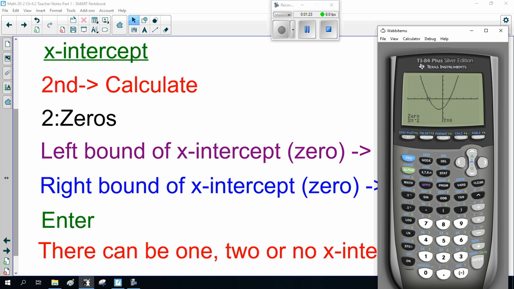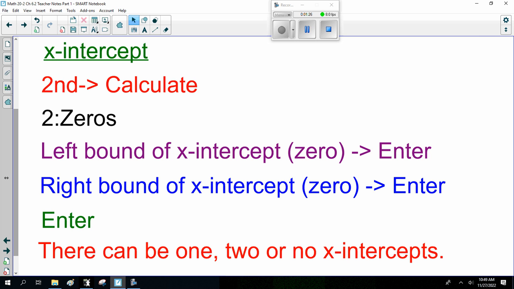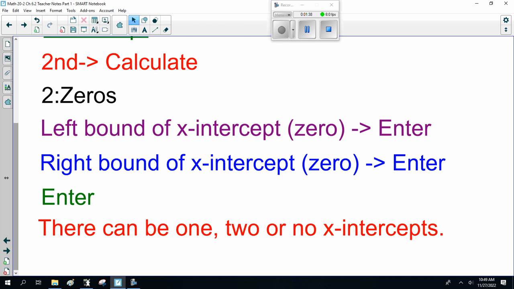All right? Now, note there can be 0, 1, or 2 x-intercepts. Sorry, 1, 2, or 0. Now, by that I mean, if you look at the graph, this equation has one x-intercept that touches once. This equation has 2 because it touches twice. And this equation doesn't touch at all, so there's no x-intercepts. Okay.